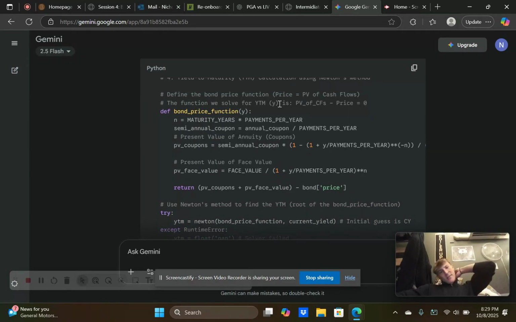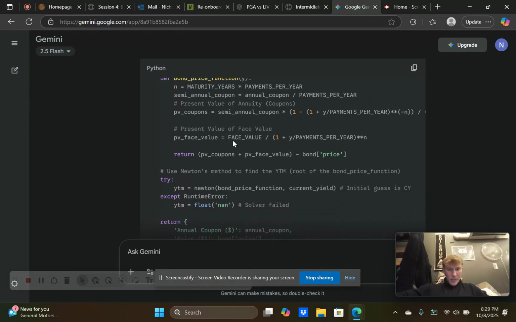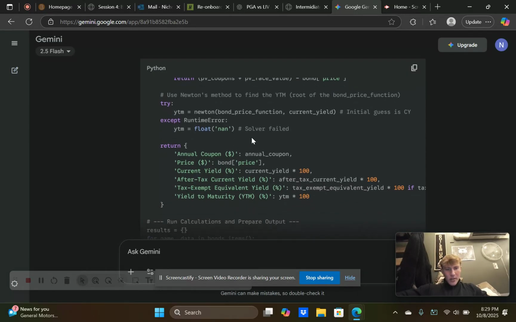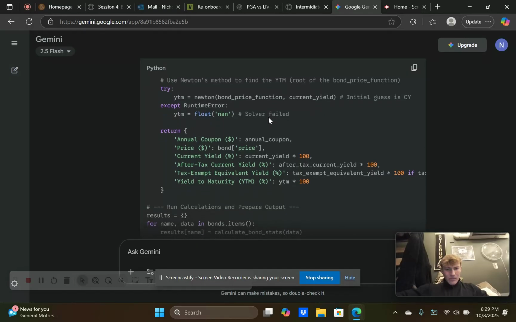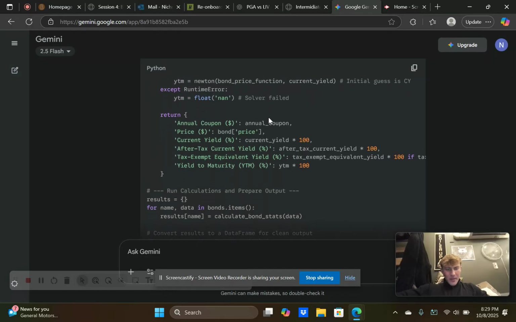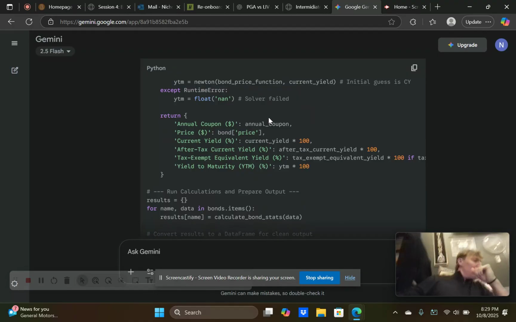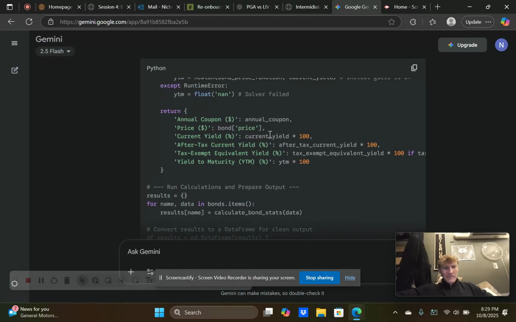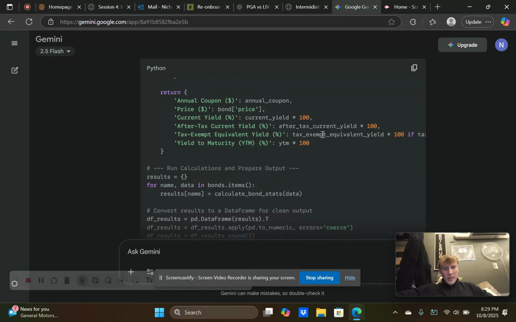Price equals, that's just kind of defining different functions. Year to maturity equals, I think they're just the numbers from earlier, listed on our statistics sheet, so that should just fill down. We have different returns, current yield. Obviously, it's going to give us percentage, so multiply the ratio by 100. Same thing here, same thing here, same thing here.